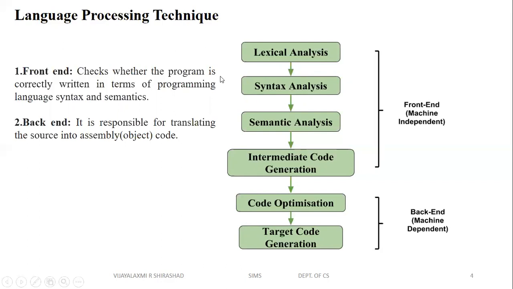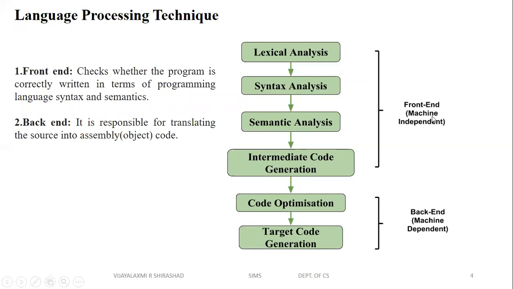Which phase will be considered a front end processing technique, and which part will be considered a back end processing technique, that we will see. These are the phases of the compiler: lexical analysis, syntax analysis, semantic analysis, intermediate code generation, code optimization, target code generation. Lexical analysis, syntax analysis, semantic analysis and intermediate code depend on the programming structure. These will be performed first, so that's why it is called the front end.